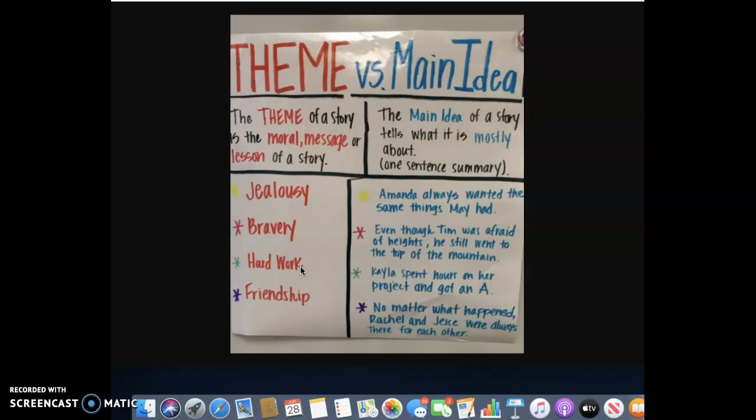Now, I'm showing you this anchor chart because a lot of times I've noticed in 4th grade that many people get confused between the difference of a theme and main idea. So the main idea of a story is what the story is mostly about, and it's usually in about one sentence. So when you're asked to identify the theme of a story, make sure that you're not explaining what the story is mostly about. Rather, you're explaining what you can learn from the story.